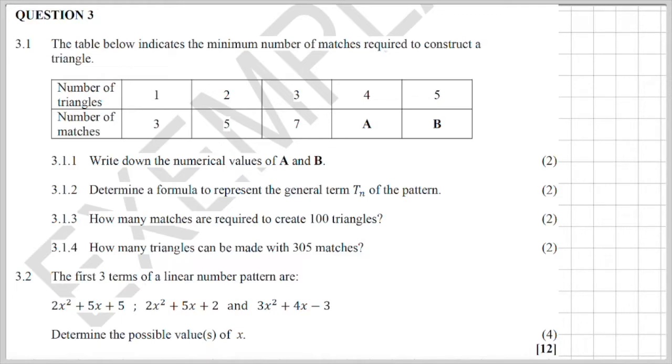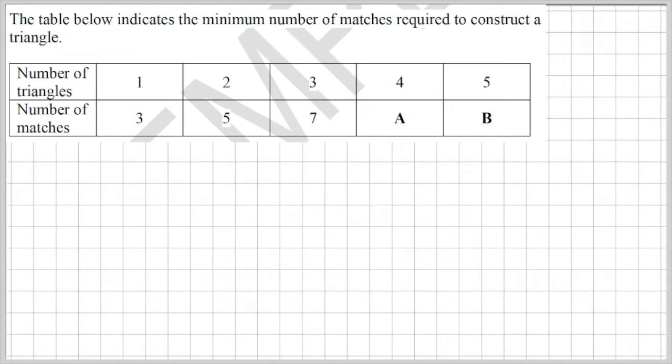When I look at this question 3.1, it says that the table below indicates the minimum number of matches required to construct a triangle. So 1 triangle, 3 matches. 2 triangles, 5 matches. How do they do that? Well, by stacking the triangles against one another. In other words, you use one match as part of 2 triangles. See what I'm doing? I'm taking the maths and I'm making it visual so you can see what is actually happening.